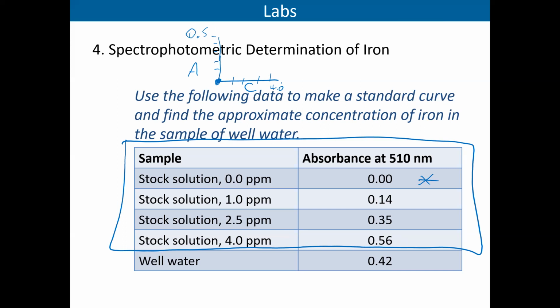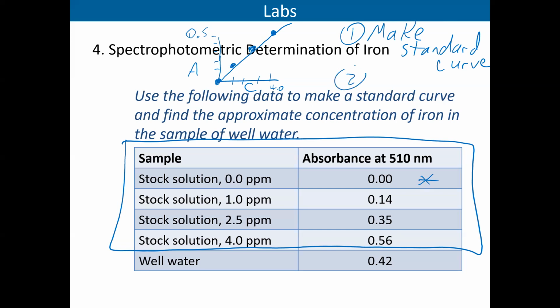The first one at 1 was 0.14, so roughly here. The second one is at 0.35, so roughly here at 2.5. And at 4, it's 0.56, something like that. So this is the first step. Step 1 is make a standard curve. That's going to be a straight line. Basically connect the dots. Sometimes they're not perfect, but you're trying to make the line of best fit.